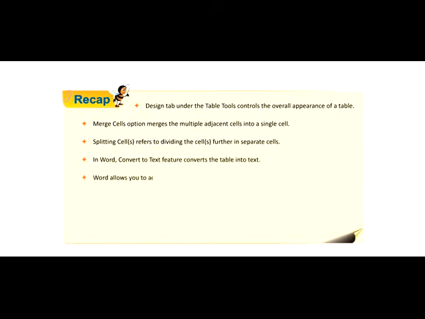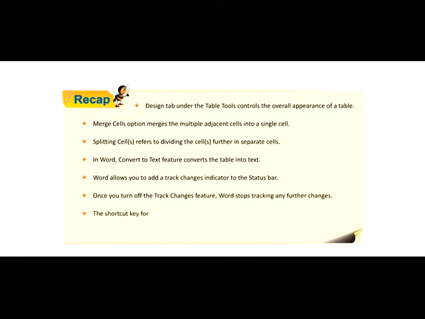Word allows you to add a Track Changes indicator to the status bar. Once you turn off the Track Changes feature, Word stops tracking any further changes. The shortcut key for Track Changes is Ctrl plus Shift plus E.